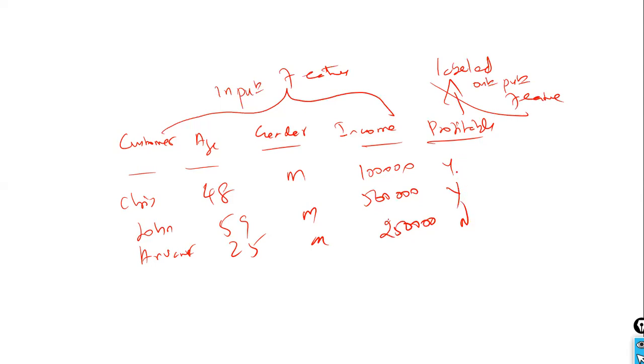Yes or no, so it is binary classification here. Profitable is a categorical column. This column has only two classes, yes or no. These two customers are profitable customers, and this customer, Anwar, is a non-profitable customer. So you train your model with the combination of these input features and the labeled output feature. Then you apply the trained model on the unseen data.